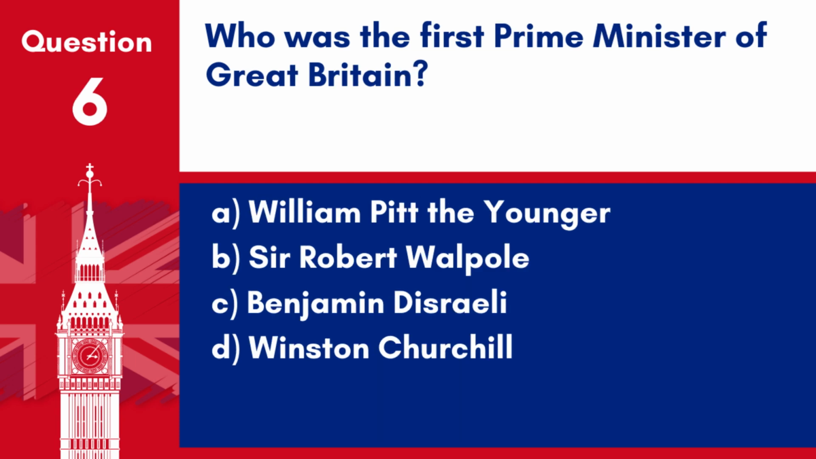Question 6. Who was the first Prime Minister of Great Britain? A. William Pitt the Younger, B. Sir Robert Walpole, C. Benjamin Disraeli, D. Winston Churchill. Answer: B. Sir Robert Walpole. Sir Robert Walpole is often considered the first Prime Minister of Great Britain.